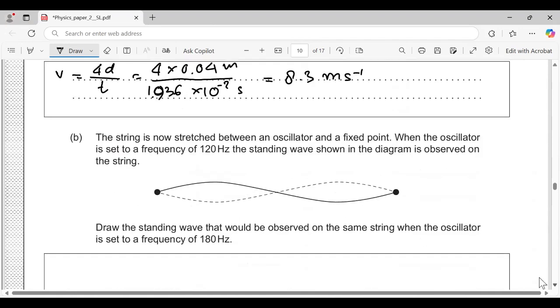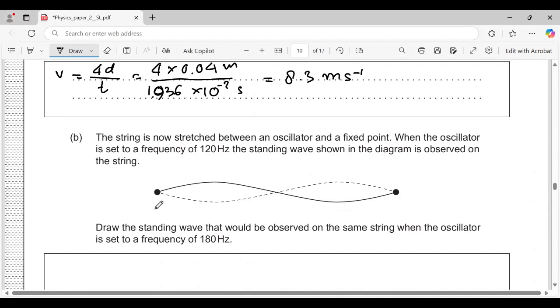The string is now stretched between an oscillator and a fixed point. When the oscillator is set to a frequency of 120 Hz, the standing wave shown in the diagram is observed on the string. Draw the standing wave that will be observed on the same string when the oscillator is set to a frequency of 180 Hz.